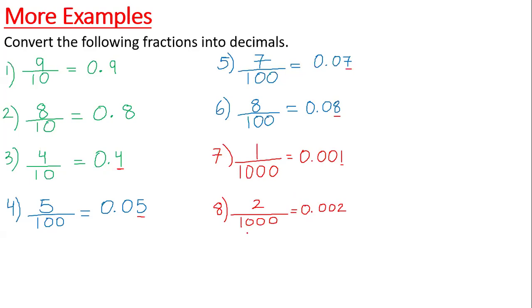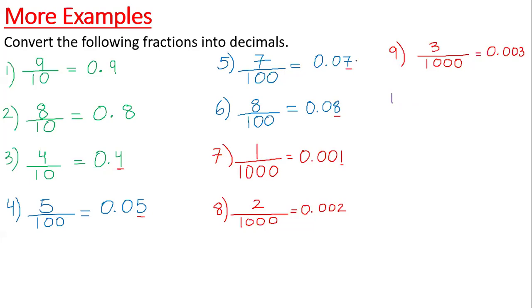Wait a minute. What if both of them are 1,000? That's a good question. So let's do one more regular one, and then we're gonna do that. Let's do 3 over 1,000. So 3 over 1,000 is gonna be equal to what? 0.003. Very good.